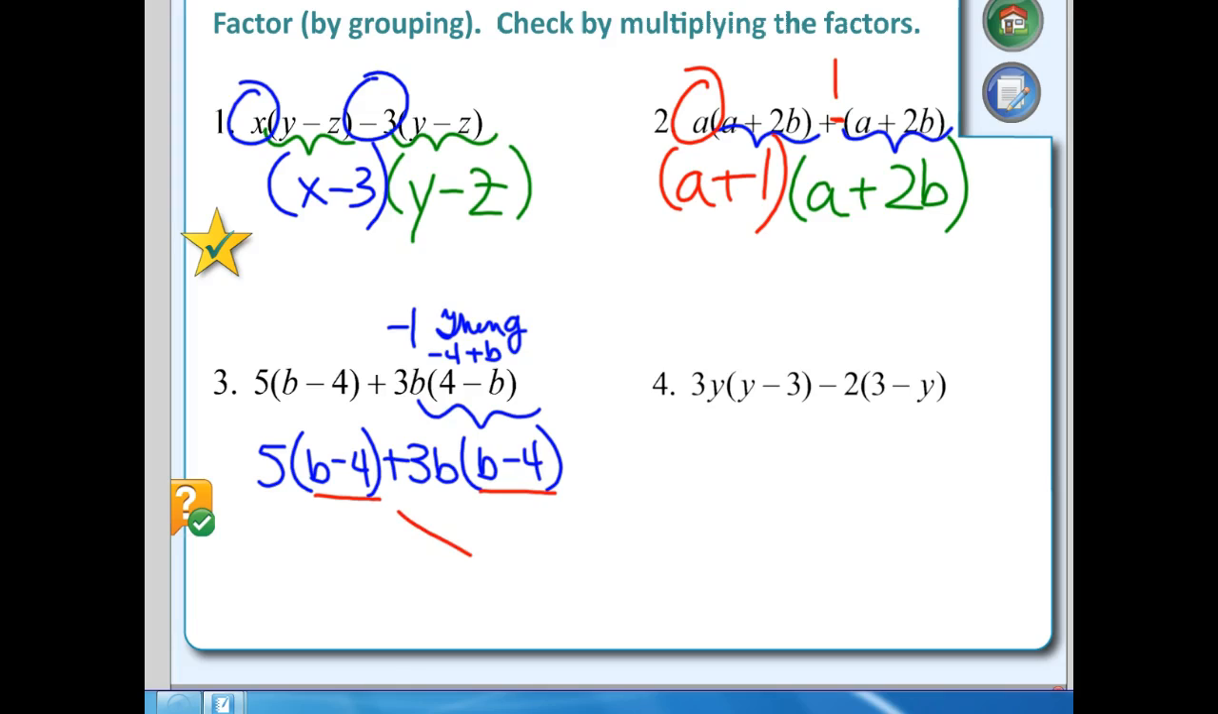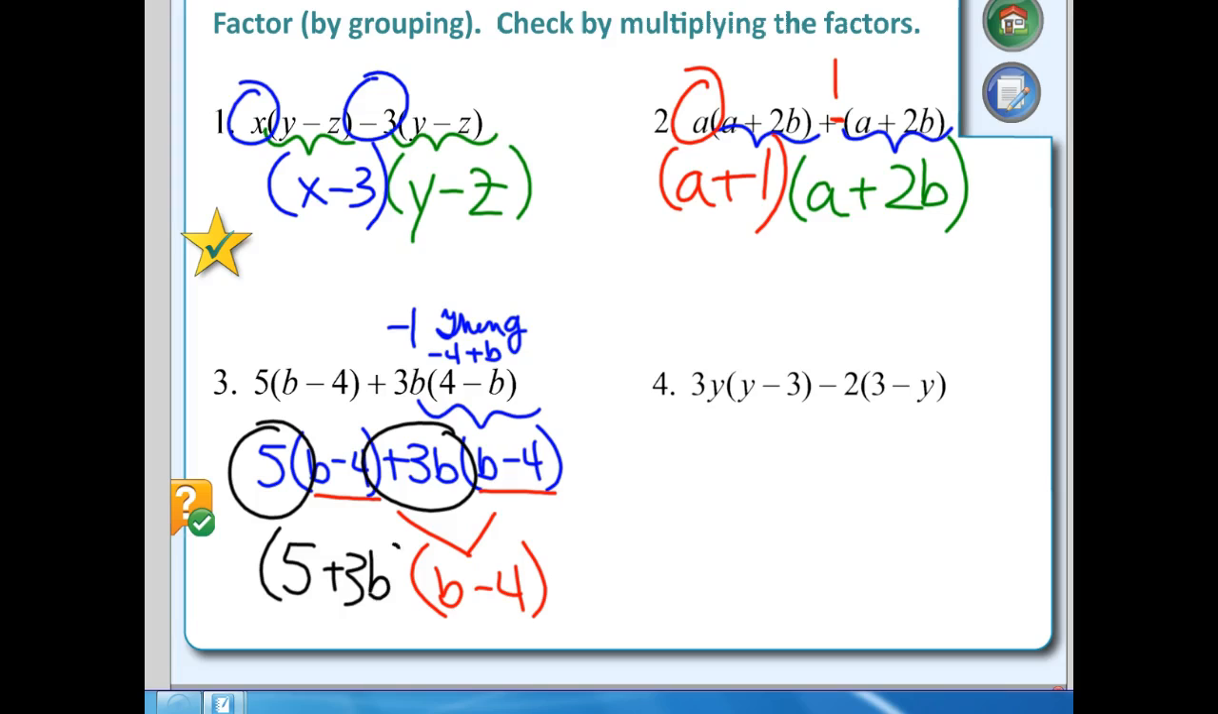So now we bring down the common factor b minus 4. And now we're going to take everything that's outside and put it together to be the second binomial. Okay, so it's very important that when we're using this idea of factoring by grouping, we've got to check and make sure that what's in parentheses is a common factor. It's the same. So look at number 4.